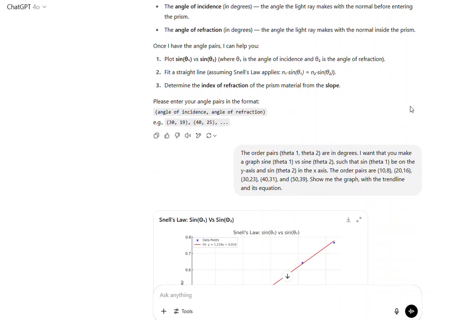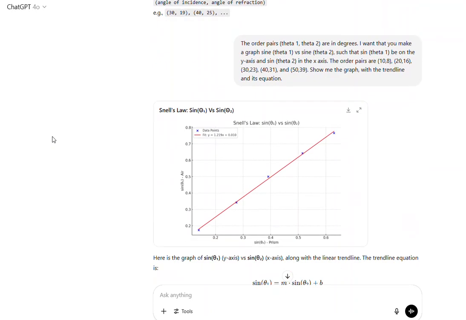The angle pairs are 10, 8, 20, 16, 30, 23, 40, 31, and 50, 39. Show me the graph with the trend line and its equation. And yes, ChatGPT basically graphed it, and it gave me this equation you see over here, and gave me this trend line.